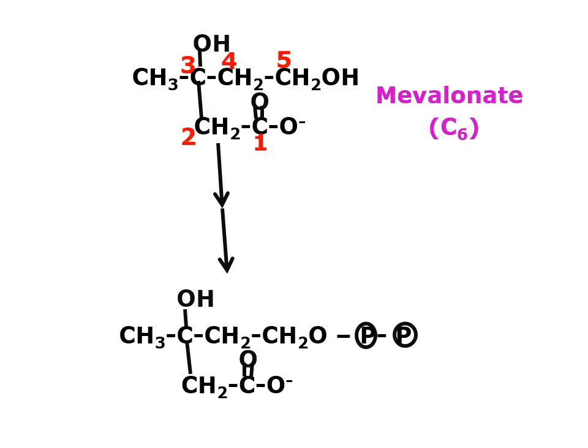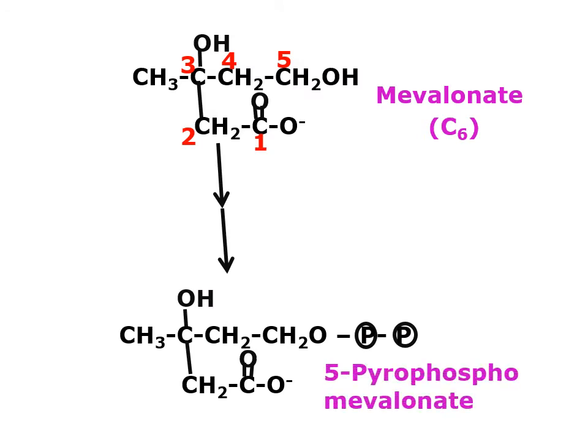Mevalonate by a series of steps is converted to 5-pyrophosphate mevalonate by using a kinase enzyme. Whenever a kinase is used, ATP is required. For you, till the formation of mevalonate is important. HMG-CoA is converted to mevalonate by HMG-CoA reductase. Till HMG-CoA you have already studied under ketone body synthesis. The only step you have to learn is how HMG-CoA is converted to mevalonate.